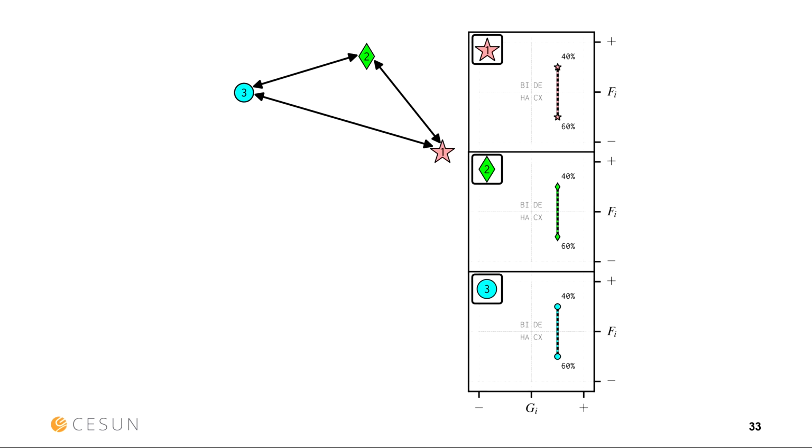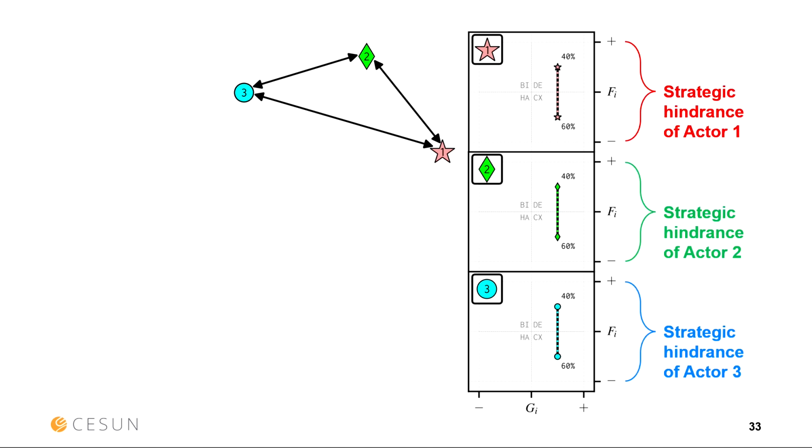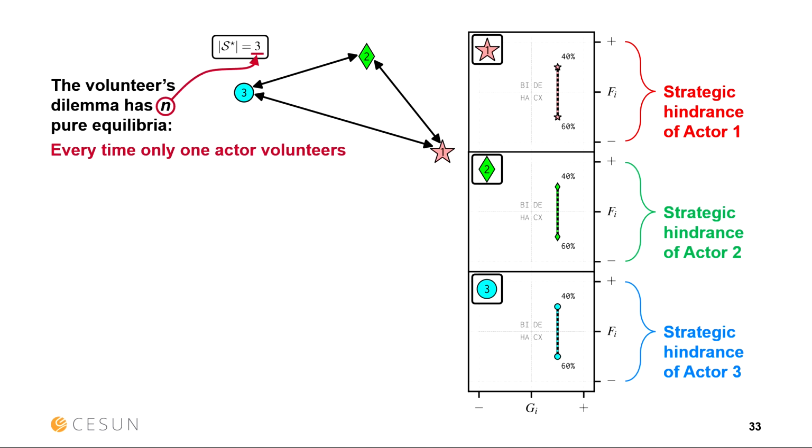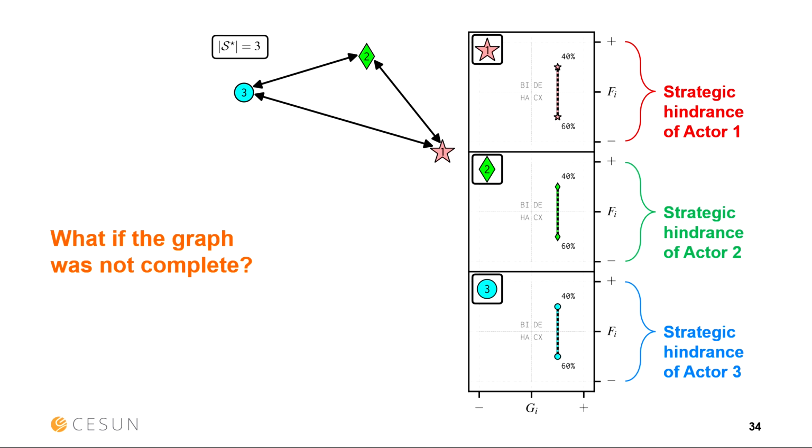On the right, we have the strategic hindrance spaces of each of the 3 actors. And one interesting property of the volunteers dilemma is that it has as many pure equilibrium points as actors. In this context, an equilibrium refers to a strategic outcome from which no economically rational player would deviate. In this setting, every time that one and only one actor volunteers. We wonder what would happen if the graph was not complete.